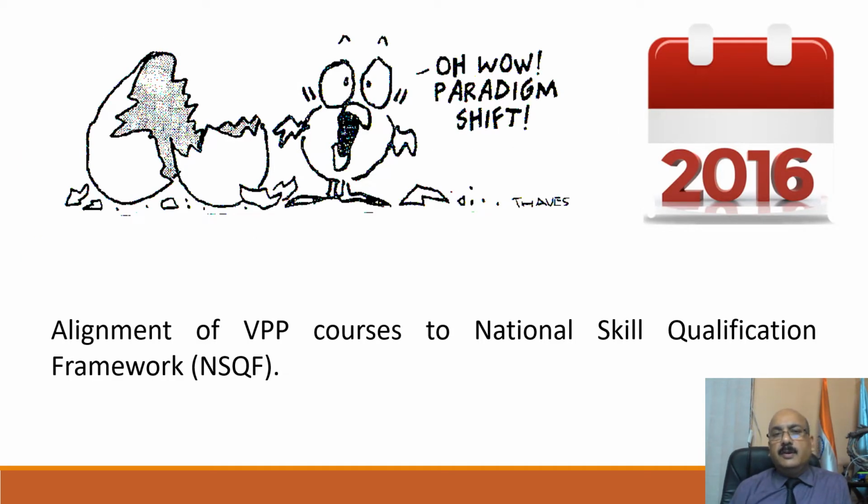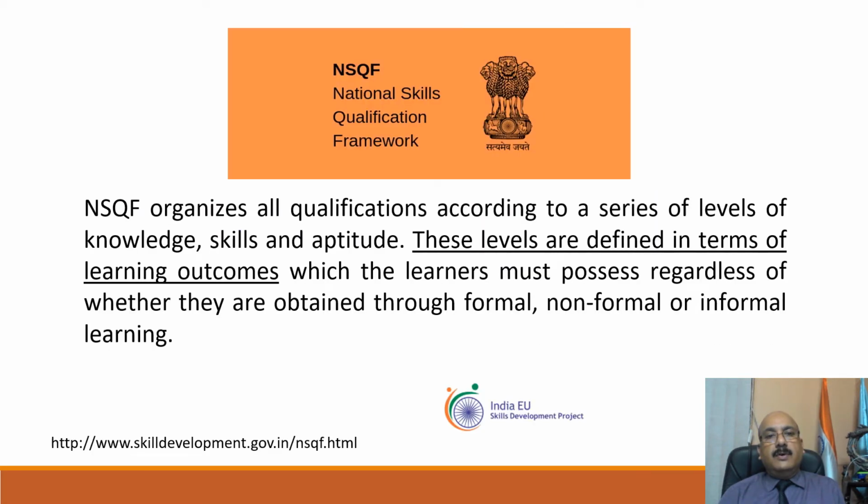A paradigm shift in thinking happened in 2016 when the Agriculture Skill Council of India invited us to look into the opportunity of aligning VPP courses to the National Skill Qualification Framework. NSQF organizes all qualifications according to a series of levels of knowledge, skills, and aptitude. There are 10 levels, and each level is defined in terms of learning outcomes, which the learner must possess regardless of whether they are obtained through formal, non-formal, or informal learning.